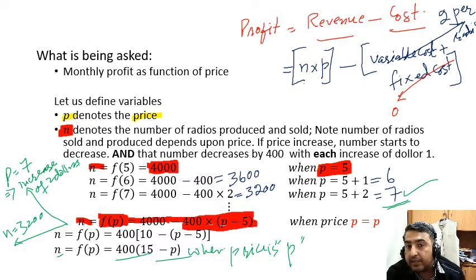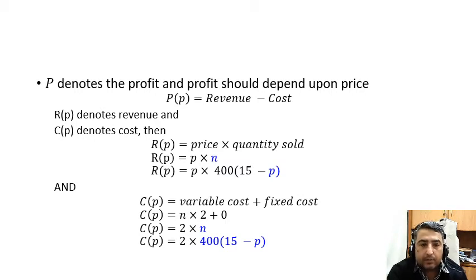Revenue is N times P, minus cost is this one. Remember this formula for N, it's 400 times (15 minus P) in terms of P. P is already here, the price. So the total cost is 2 times N. I mean the per radio cost is 2, but for many radios the cost is 2 times N. Okay, so let's say P denotes the profit. It is equal to revenue minus cost. RP denotes revenue, CP denotes cost. We need this as a function of price. The independent variable should be price.